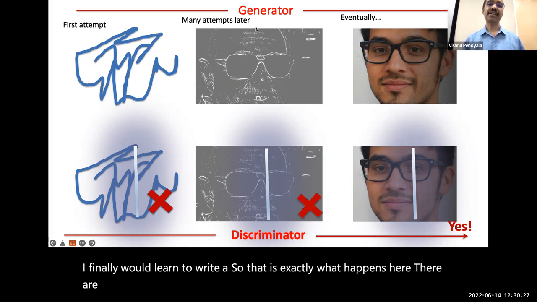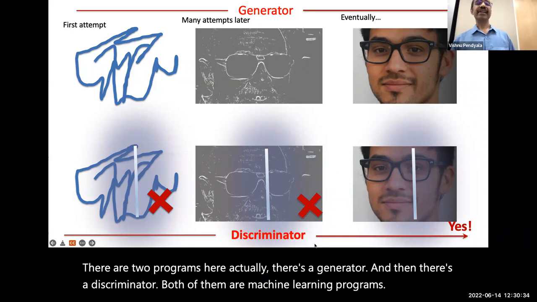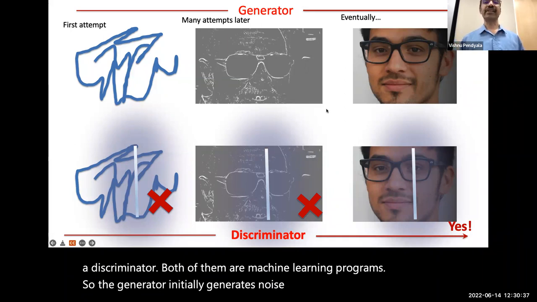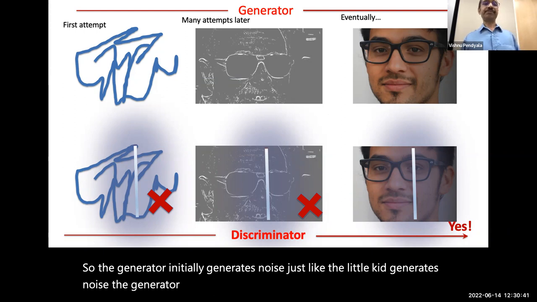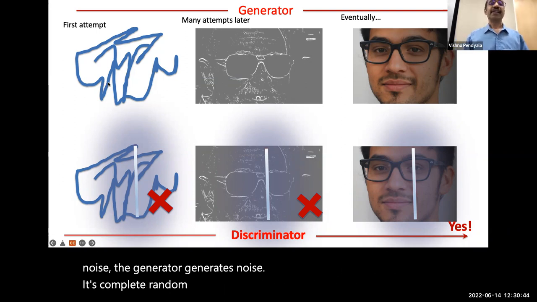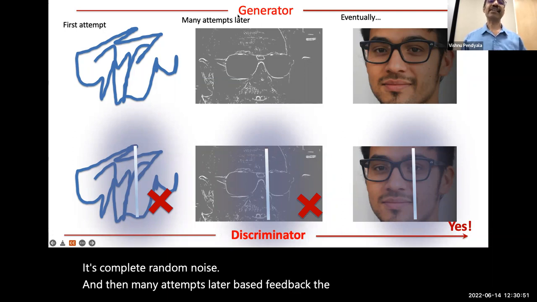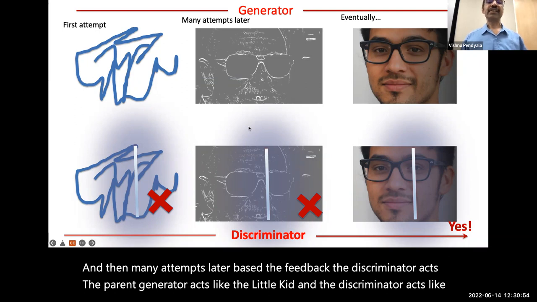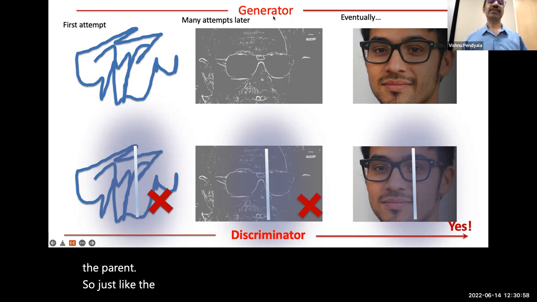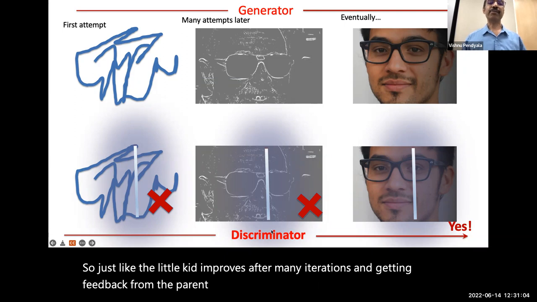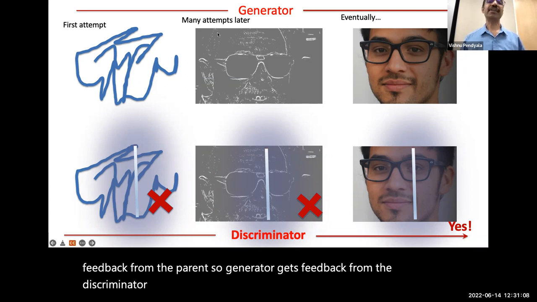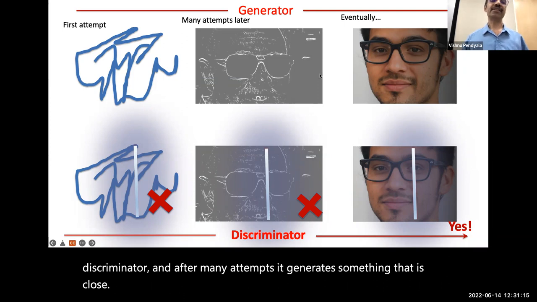So that is exactly what happens here. There are two programs here actually. There's a generator and then there's a discriminator. Both of them are machine learning programs. So the generator initially generates noise, just like the little kid generates noise. It's complete random noise. And then many attempts later, based on the feedback, the discriminator acts like the parent. Generator acts like the little kid and the discriminator acts like the parent. So just like the little kid improves after many iterations and getting feedback from the parent, the generator gets feedback from the discriminator, and after many attempts, it generates something that is close to a person's face.